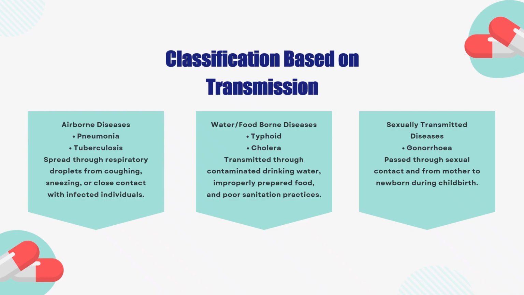Next, classification based on transmission. Based on the transmission, we can classify into three types. First one is airborne diseases. That means these diseases are transmitted through the air, for example pneumonia, tuberculosis. It is spread through respiratory droplets from coughing or sneezing or close contact with infected individuals.